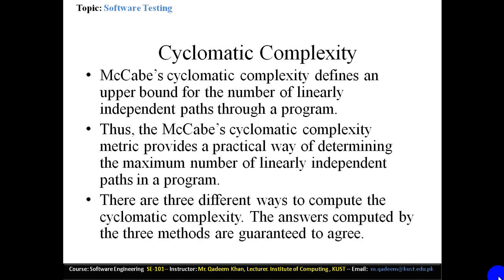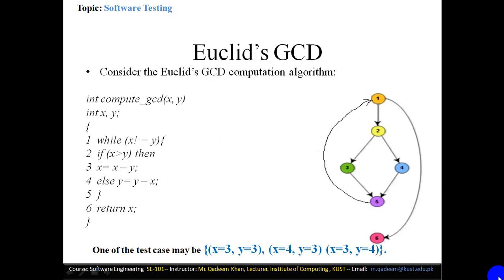There are in fact three different techniques for measuring the cyclomatic complexity. The answers computed by the three techniques must be guaranteed to agree. That means the answers from the three different techniques must be equal to each other.